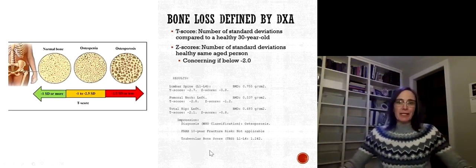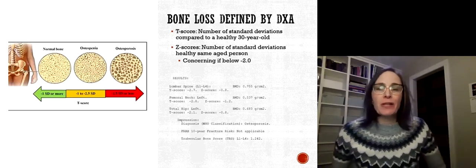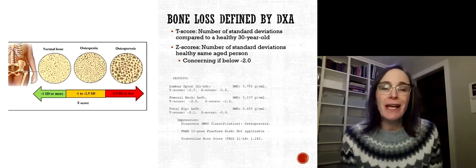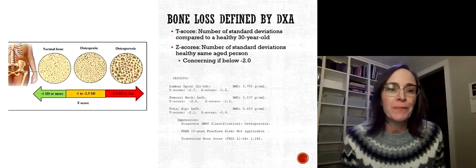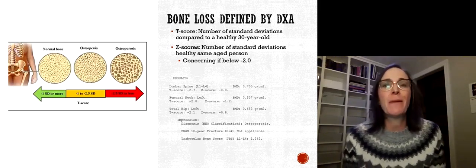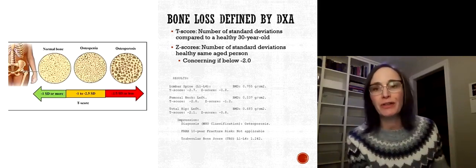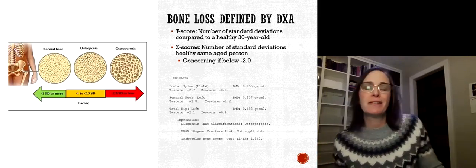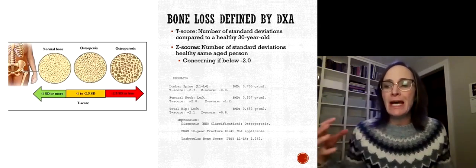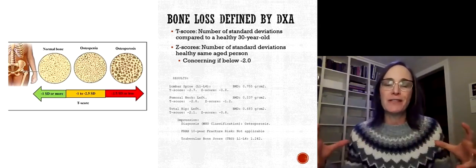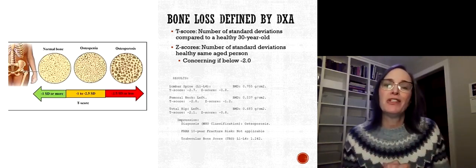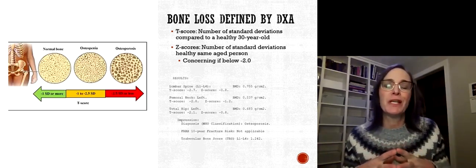So let's talk about this bone density. A bone density, or a DEXA, we call it, will report to you a T-score, and likely it will also report a Z-score. The T-score is the number of standard deviations compared to bones of a healthy 30-year-old. So if you're getting a bone density test on a 70-year-old, they're looking at what a 30-year-old bone should be and determining how much loss there is compared to that. A Z-score is the number of standard deviations compared to a healthy same-aged person.